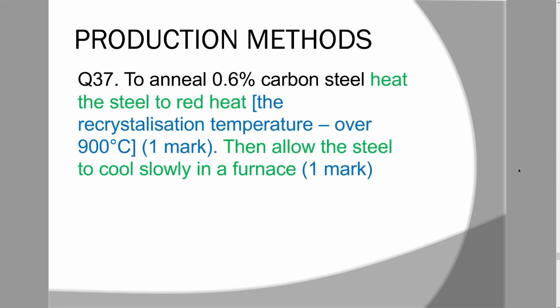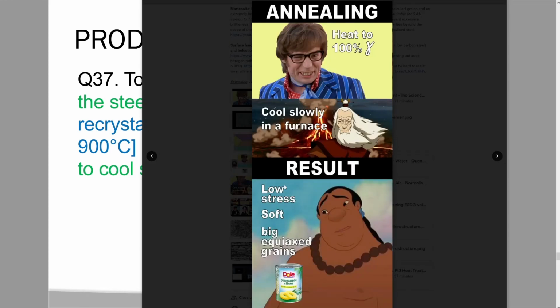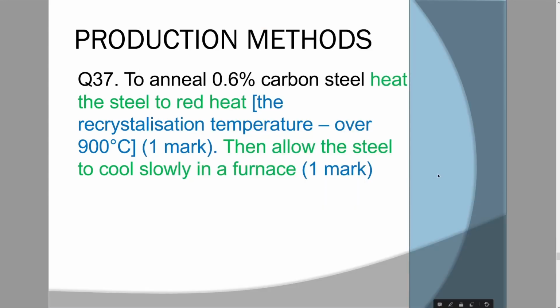Okay, moving on. How do we anneal? Well, first we heat to red hot, or above the recrystallization temperature, in this case over 900 degrees, and then we cool slowly in a furnace. So we always say aloha to anneal when we talk about annealing. We've got Roku with his furnace of the gods, a volcano, and we cool slowly in that furnace, and then we have low stress, big, soft equiaxed grains.